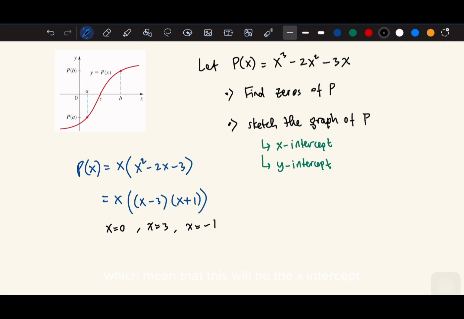Which means that these will be the x-intercepts. So the x-intercepts are x equals 0, x equals 3, or maybe let me write from negative 1 to put it in order, and then 0 and then 3. And we can also write the y-intercept directly: when p is at x equals 0, it will be 0. So it is going to be at the center of the x and y axes.